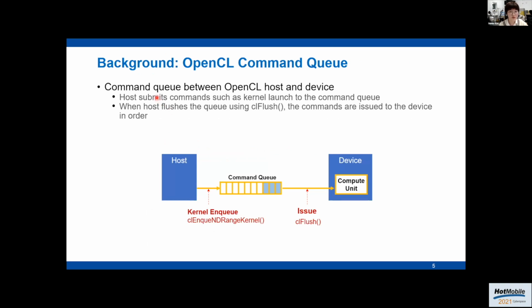To understand the CLO, this slide illustrates how the kernels are launched and issued via the command queue between the OpenCL host and the device. After the OpenCL host sets up the command queue in the initial step, it enqueues the kernels to the command queue and flushes the queue using the cl flush API to issue commands to the device.